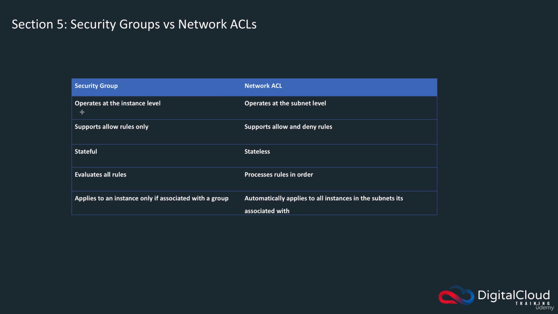Security groups operate at the instance level, specifically at the network interface level, whereas a network ACL operates at the subnet level. With security groups, you have allow rules only, and with network ACLs, you have allow and deny rules. A security group is stateful, whereas a network ACL is stateless.